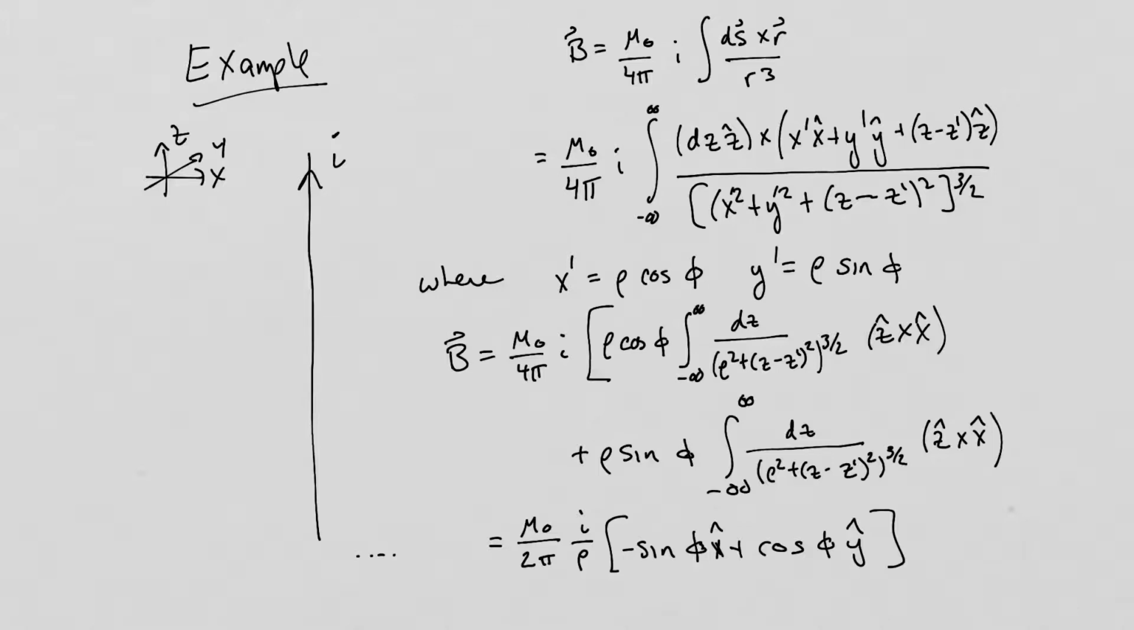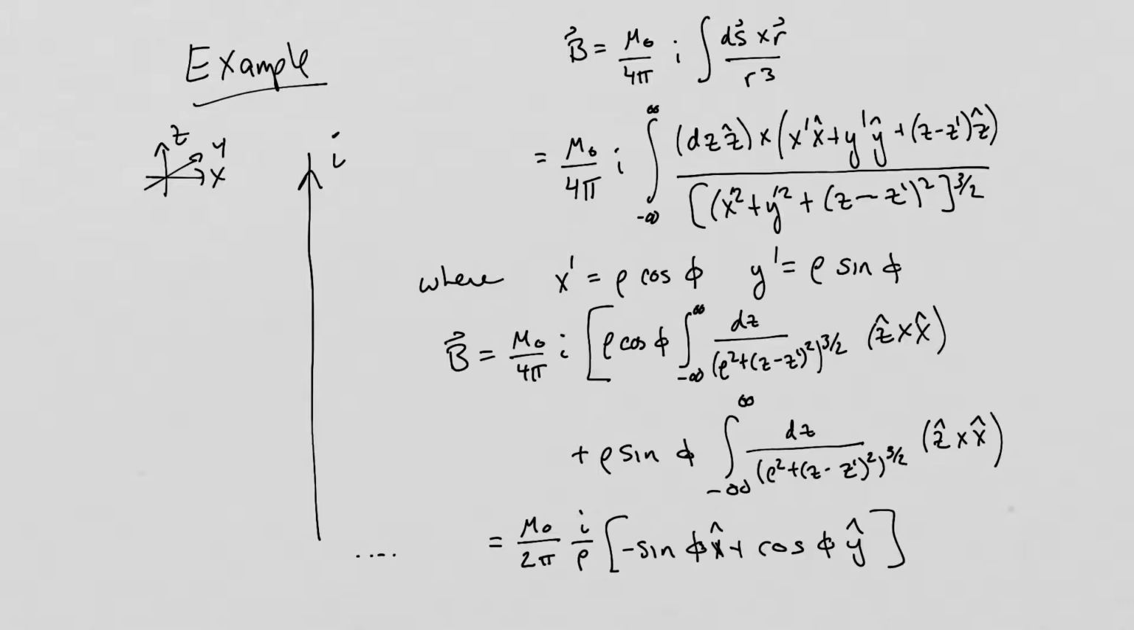So in this case, my polar coordinates are going to be rho and phi, where rho is the distance from the z-axis to the point of interest. So rho is the square root of x prime squared plus y prime squared. And phi is the angle from the positive x-axis.